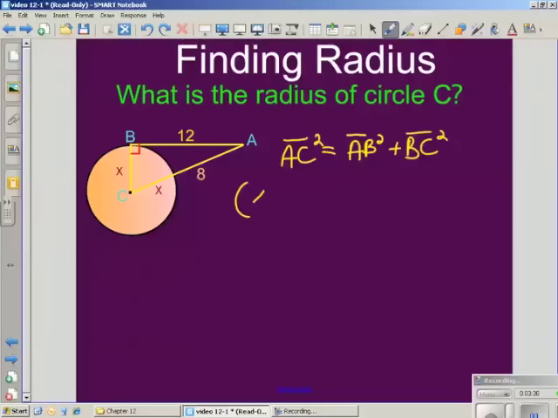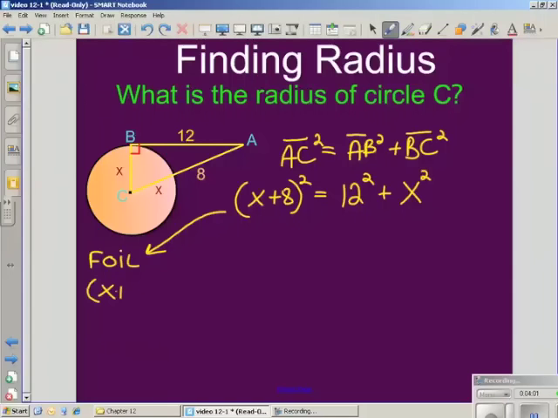So segment AC is x plus 8, squared. Segment AB is 12 squared. And we are looking for x, segment BC. Now to solve for x plus 8 squared, and we'll do this right here, we have to use FOIL. We have to multiply these two binomials. So x plus 8 times x plus 8.